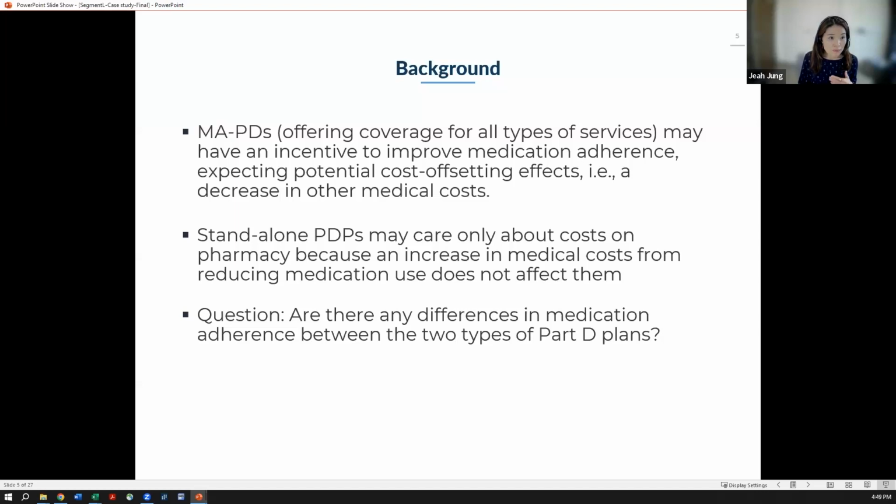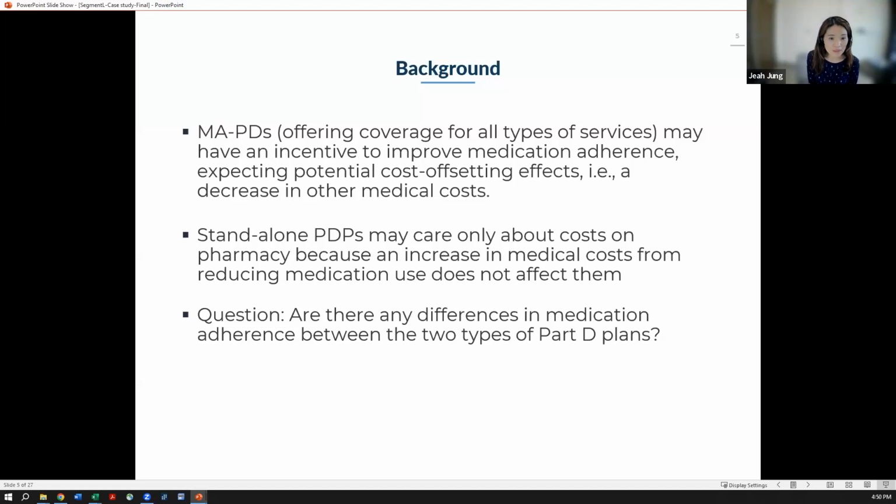If they encourage their enrollees to use more medication, their cost increases, but who saves cost? Medicare, the government. If their goal is only to reduce the cost on pharmacy services, because they don't have to care about the cost on the medical services side, then they may not have an incentive to steer enrollees to adhere to the recommended medications.